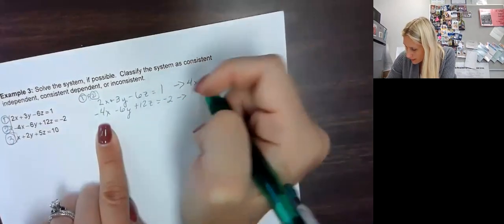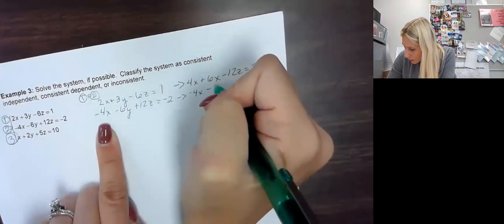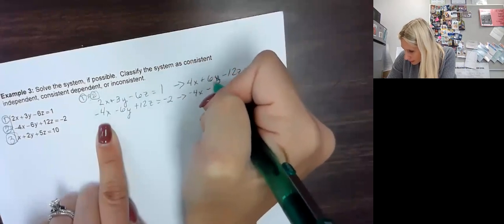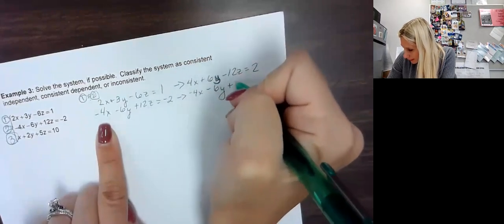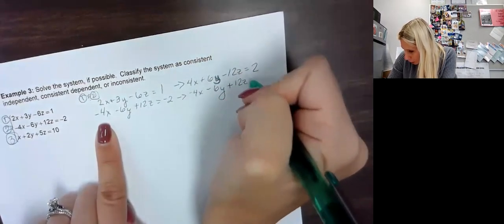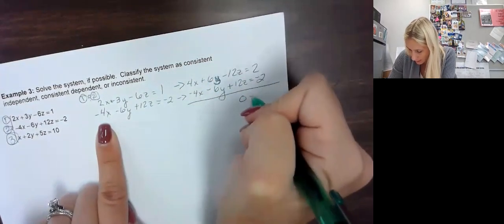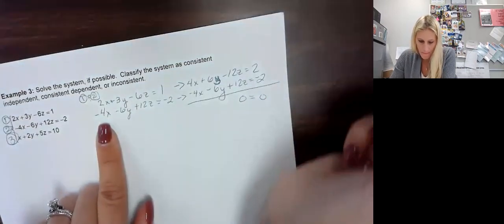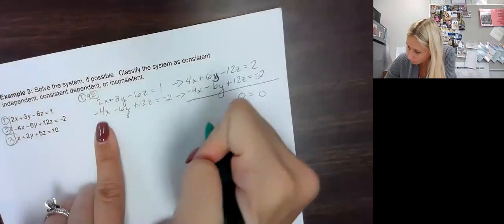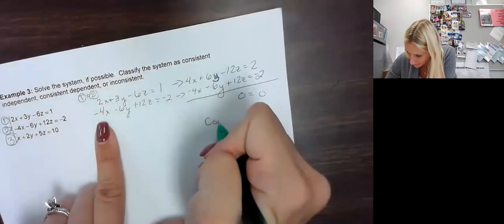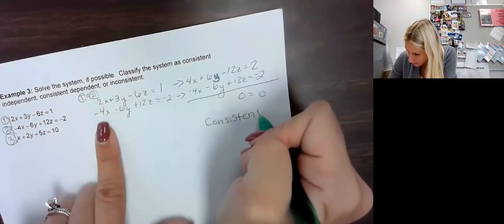You guys notice why I did that? Well, if you look, all of these are opposite. Sorry, I put x instead of y. Which means if I add everything straight down, what do I get? I get 0 equals 0. Okay? So right away, I know this is a true statement. So right away, I'm knowing that this is consistent, dependent.